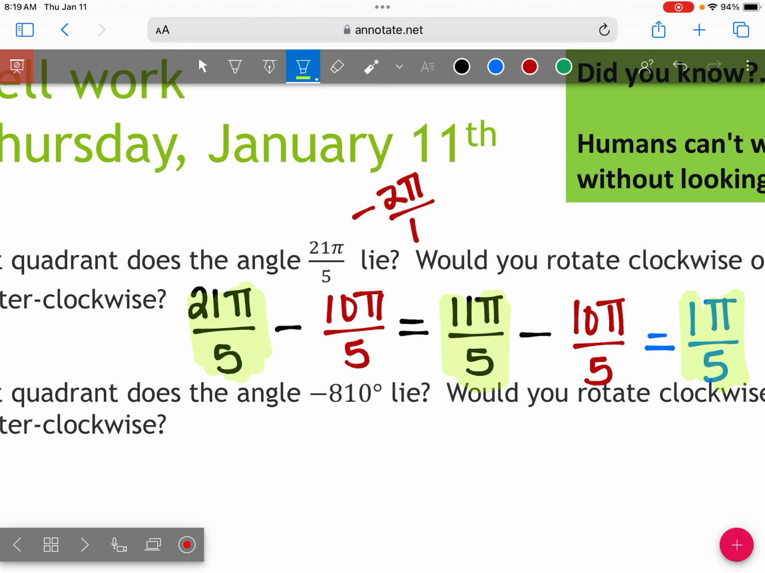How did you know that 11 pi over 5 is bigger than 360? Because I know that 2 pi is 10 pi over 5. So anytime the numerator is more than 10, that's more than 2 pi.